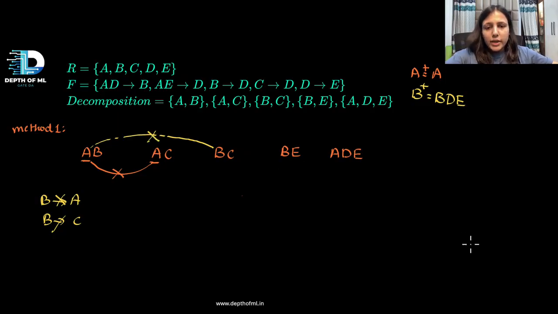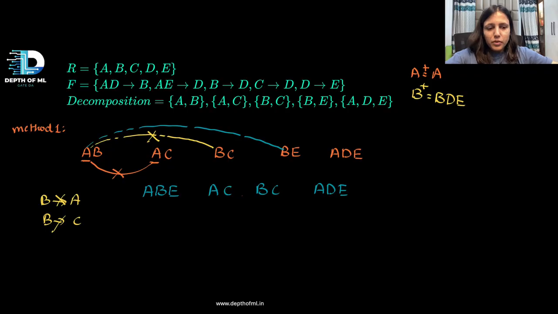Let me try to combine this with this particular table. Here again the common attribute is B, and we'll see if B is a key to one of these tables. B can determine D and D can determine E, so B can determine E. So we can combine this table. We'll combine them, and we'll have ABE, and we'll have AC, BC and ADE.